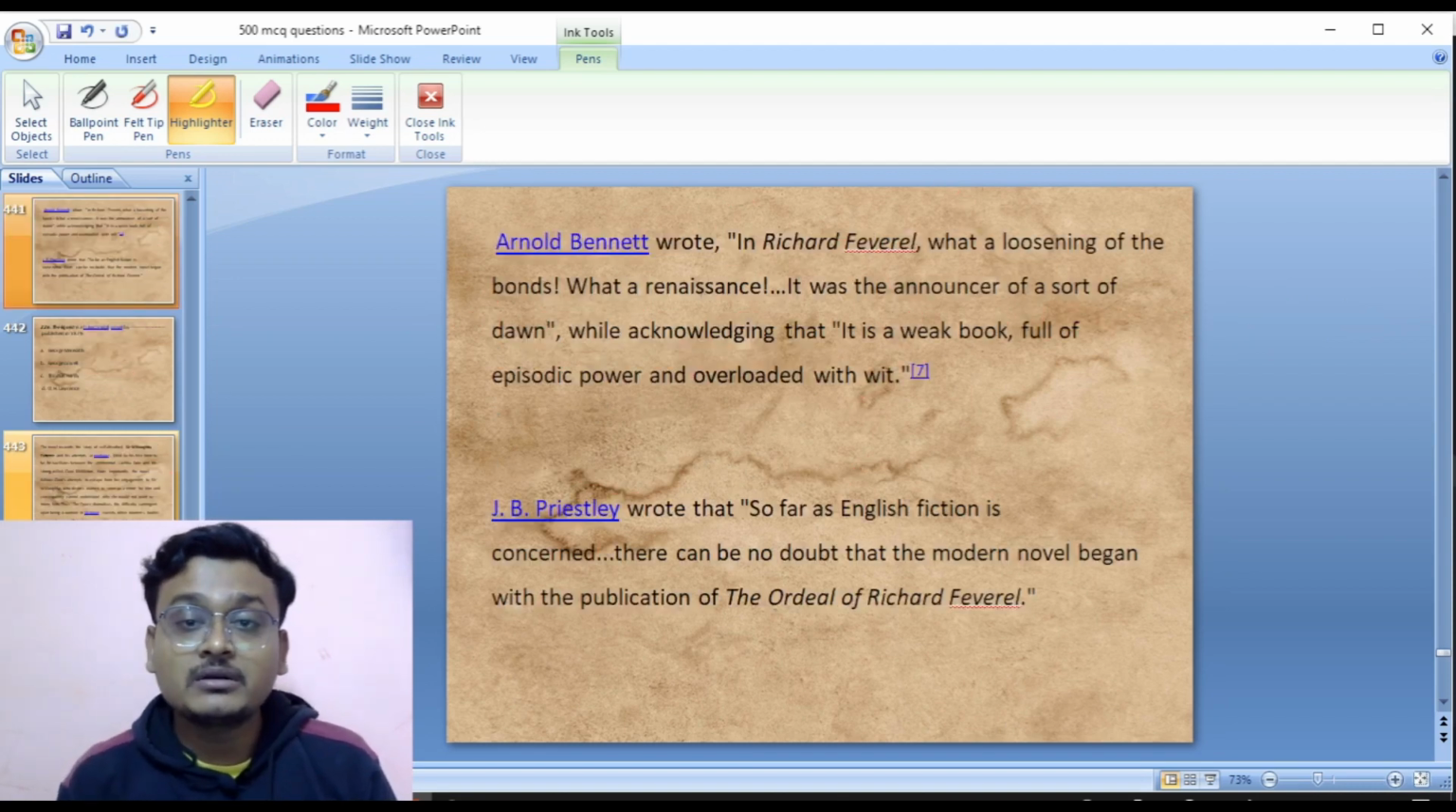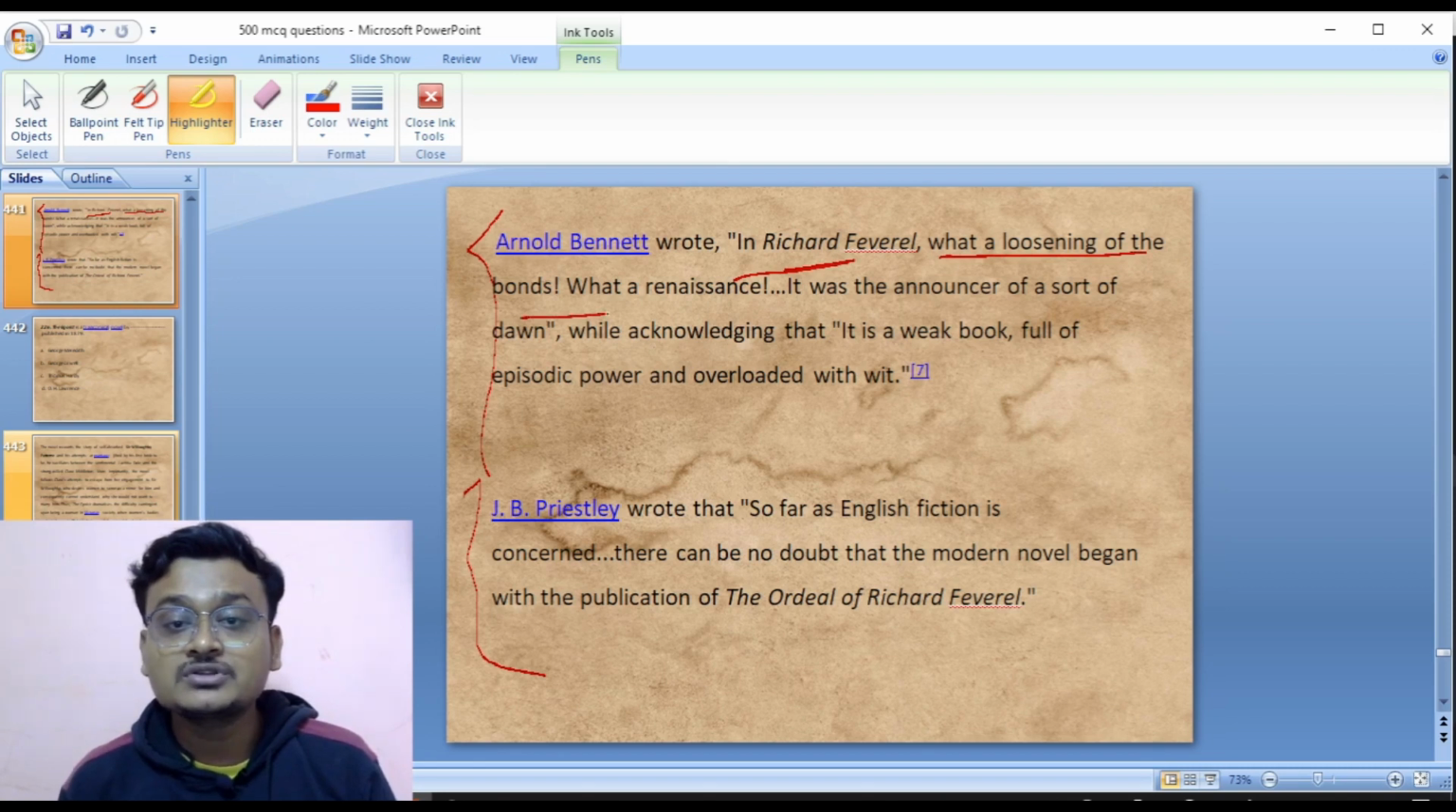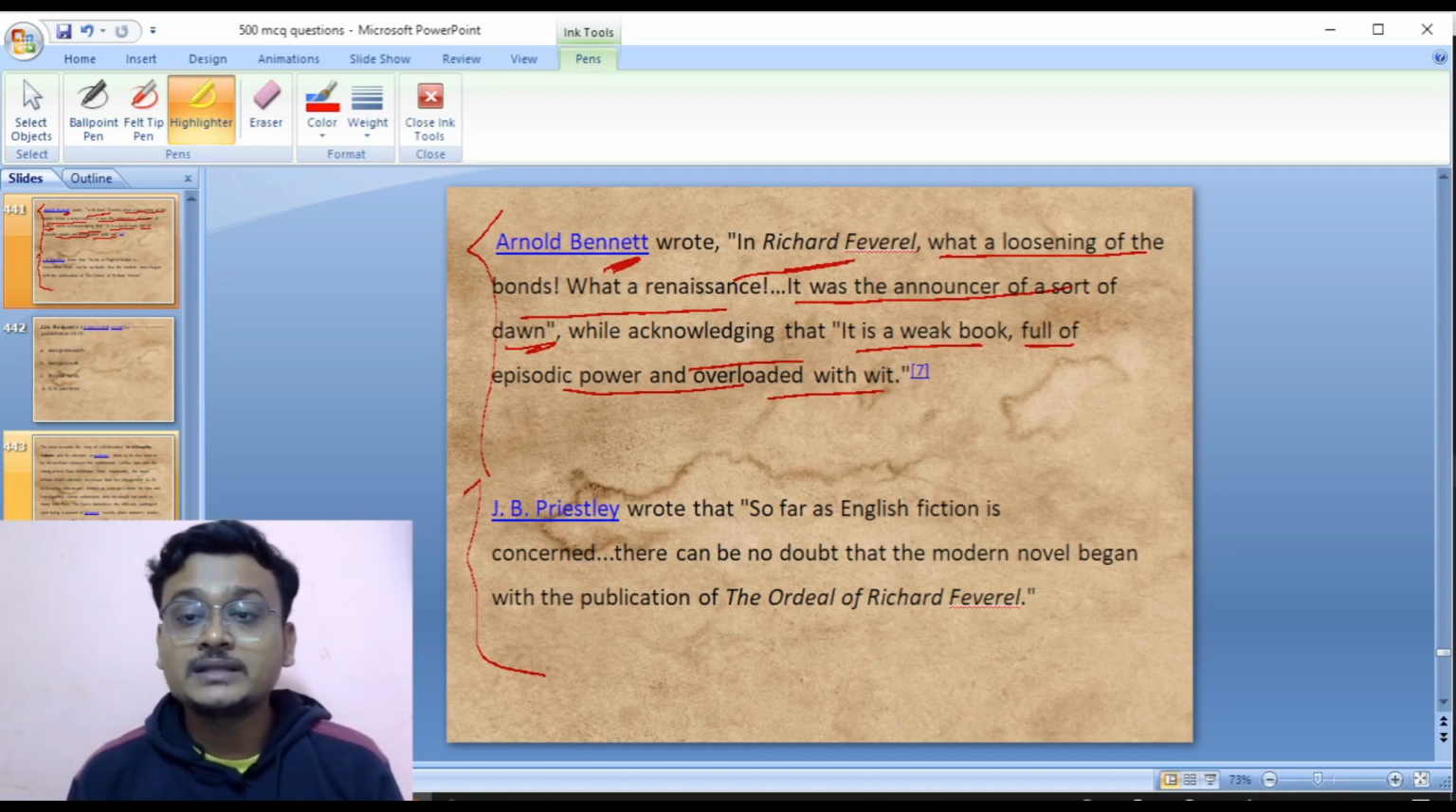Arnold Bennett, look here. Who has commented on that novel: Arnold Bennett or J.B. Priestley? In Richard Feverel, what a loosening of the bonds, what a renaissance. It was the announcer of a sort of dawn, while acknowledging that it is a weak book full of episodic power and overloaded with wit. So who said this? It is Arnold Bennett.